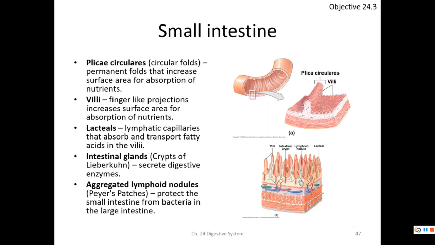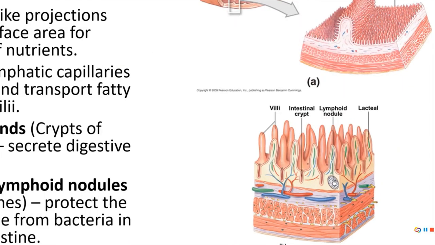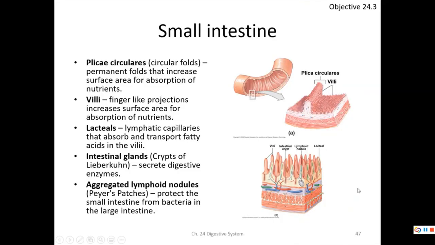Aggregated lymphoid nodules are called Peyer's patches. They aggregate in the small intestines to deal with any bacteria that may backflow from the large intestine or colon into the small intestines, which could secrete chemicals that would interrupt digestion, damage the digestive enzymes and the digestive tract, and cause widespread infection.